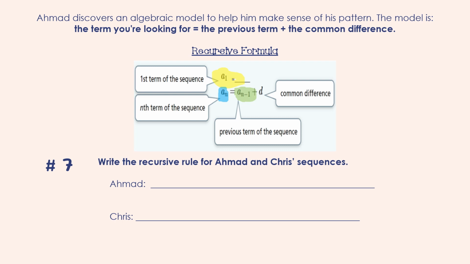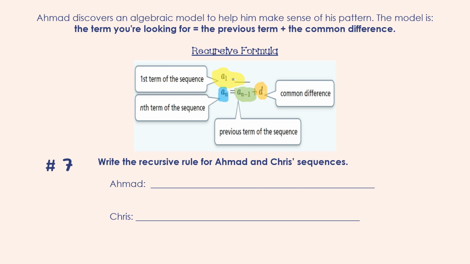And then the last part is this D, and that is the common difference, what you're adding or what you're potentially subtracting each time. So in words, you're going to give the first term of the sequence, and then to find the term you're looking for, you're going to do the previous term plus the common difference. And if your common difference was negative, it would be minus.